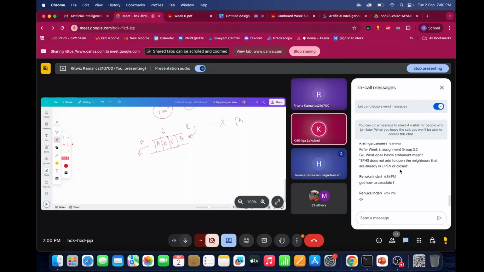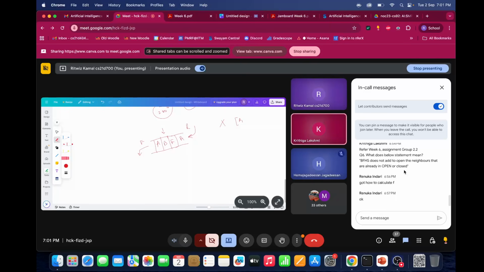So this node has to be visited, but it doesn't require that it be visited twice. Are we saying visited twice? Yes, it has to be visited only once, and once it is added to the open list or closed list, we don't need to add it again to the queue.